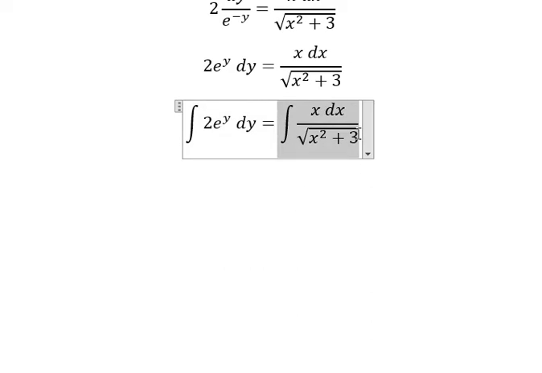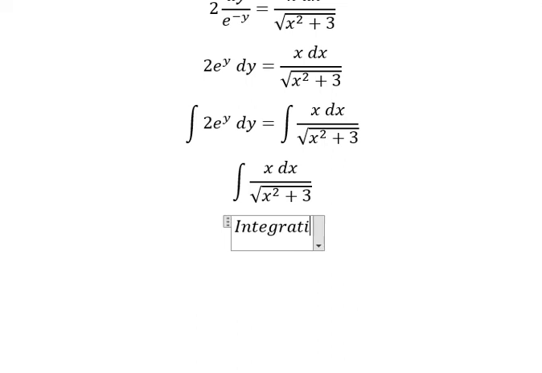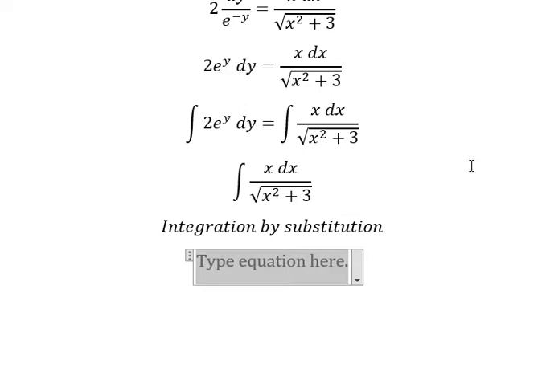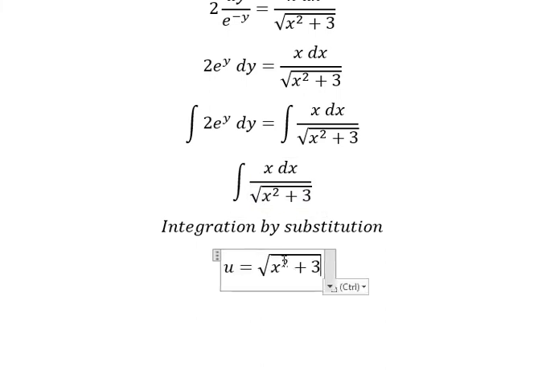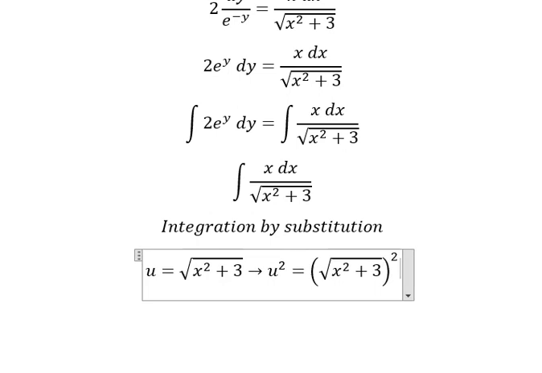So I will concentrate on this one first. So we can use integration by substitution. So I need to put u equals to this one. After that, I will put the square for both sides to cancel the square root.